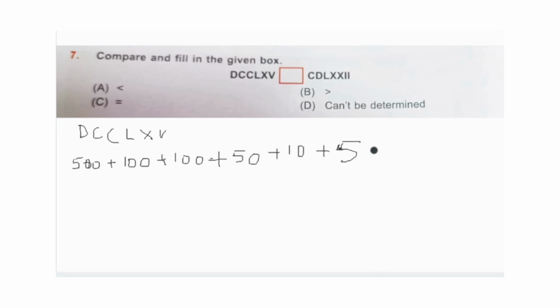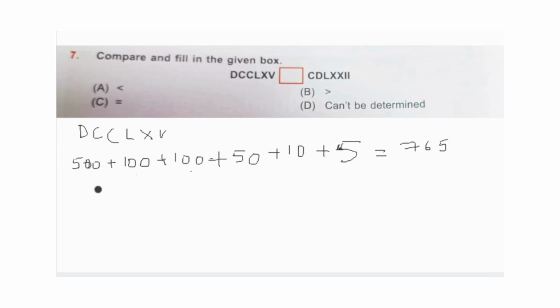So let's add this up. 500 plus 100 is 600. 600 plus 100 is 700. 700 plus 50 is 750. Plus 10 is 760. Plus 5 is 765. This is the value of your first Roman number.